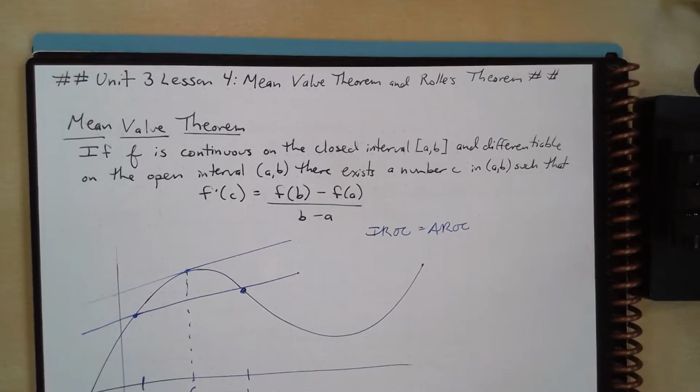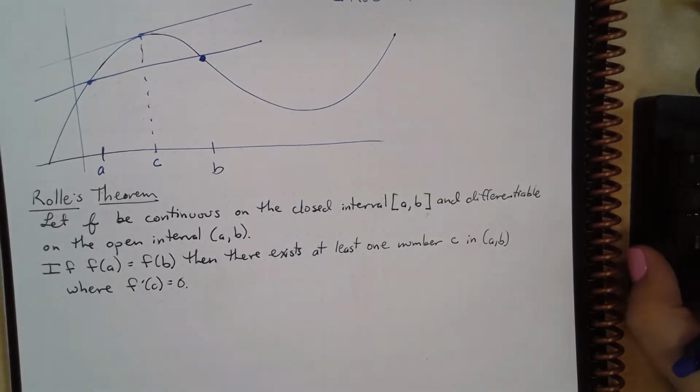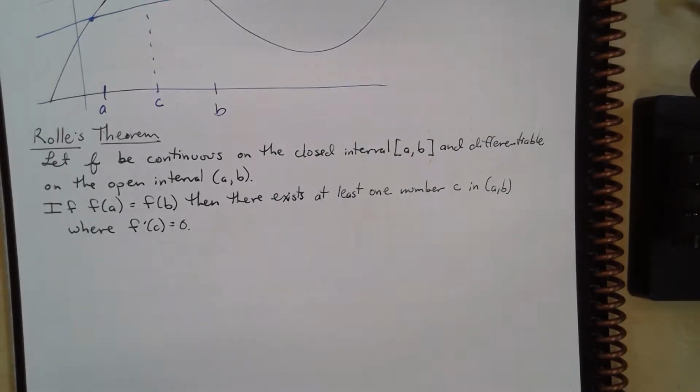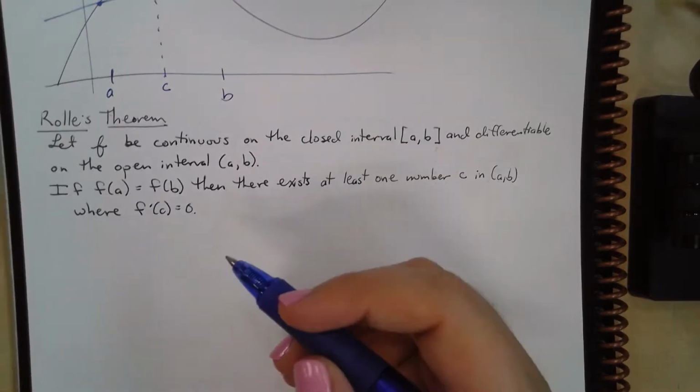All right, so let's discuss something else a little bit further: Rolle's theorem. Rolle's theorem says, let f be continuous on the closed interval a to b and differentiable on the open interval a to b. If f of a is equal to f of b, then there exists at least one number c in (a, b) where f prime of c is equal to 0. Okay, so that's a little bit different.